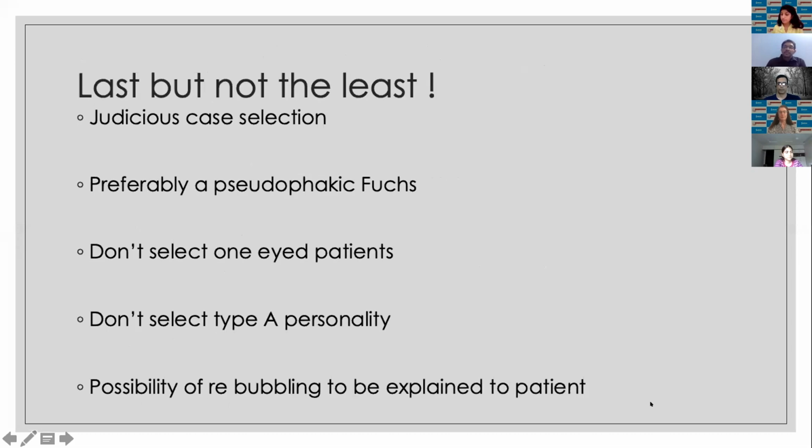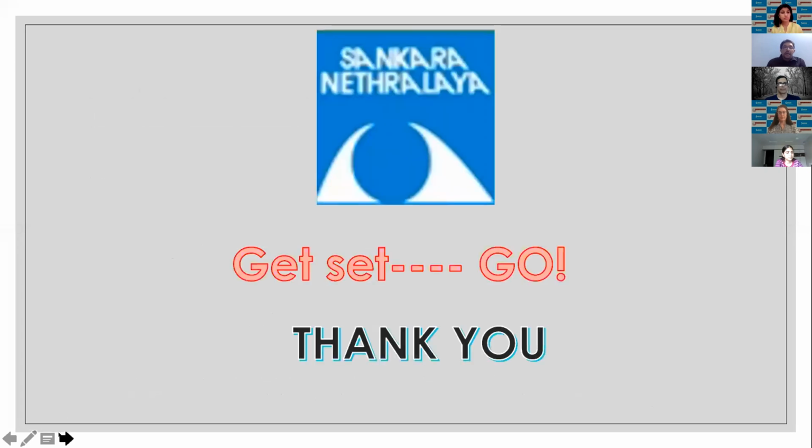Last but not the least, you need to be judicious when you select your first patient. An ideal patient would be a pseudophakic Fuchs. Don't select one-eyed patients. Don't select a type A personality. We do explain the possibility of rebubbling to the patient, because it's higher in DMEK as compared to DSEK, at least in your initial cases. And with that, I think you would be set to go and transition from DSEK to DMEK.